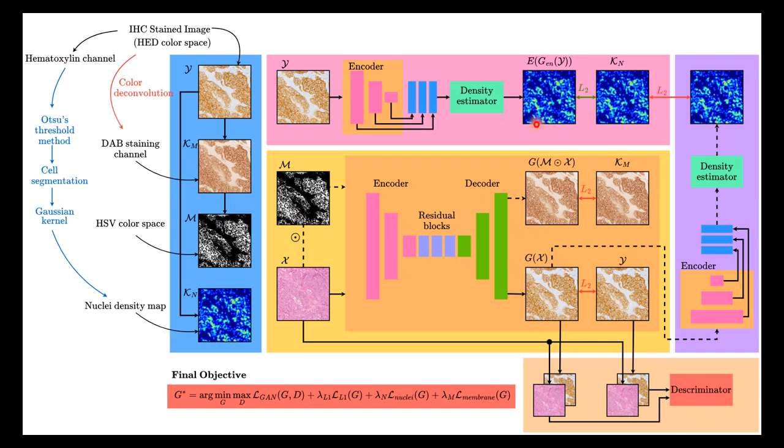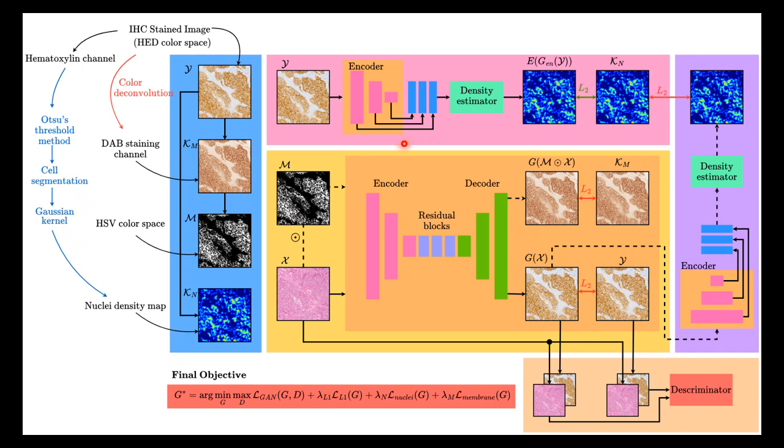In the second stage, a conditional GAN is trained with two auxiliary constraints. The first is nuclear density regularization. Generated IHC images are passed to the frozen density estimator, and the predicted nuclear density is supposed to match the real nuclear density map. This directly enforces cell-level structural consistency even when H&E and IHC images are not perfectly aligned.